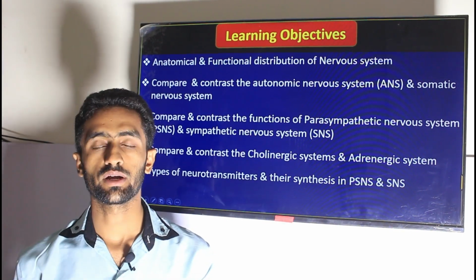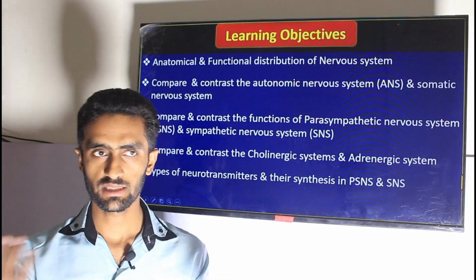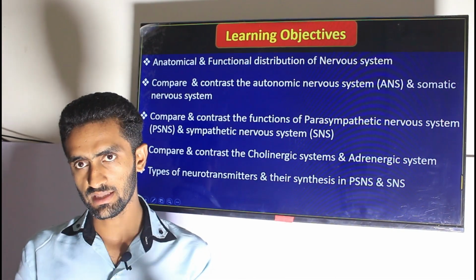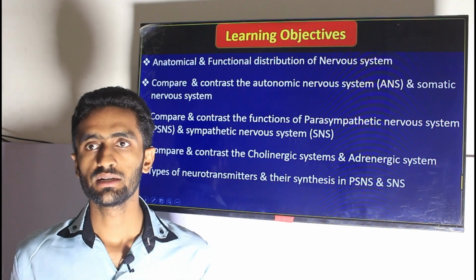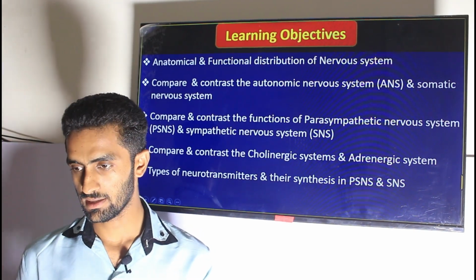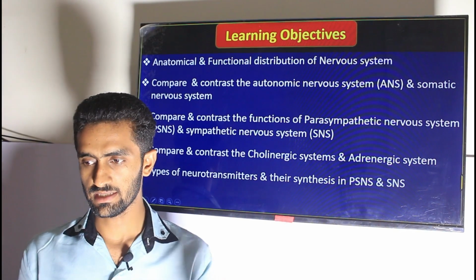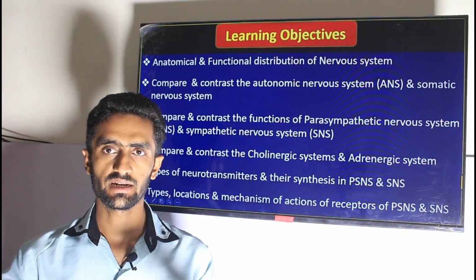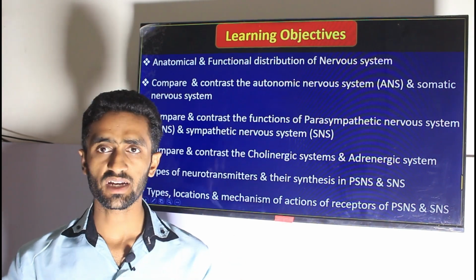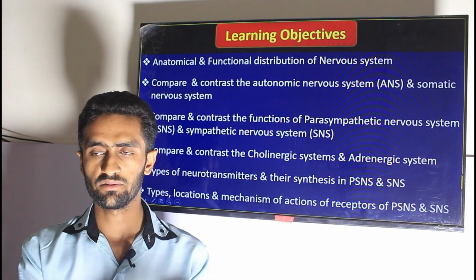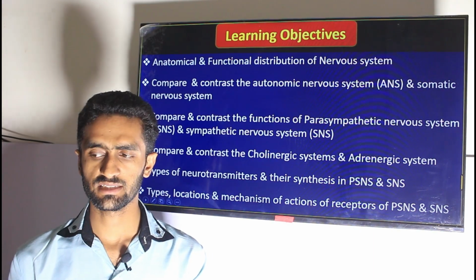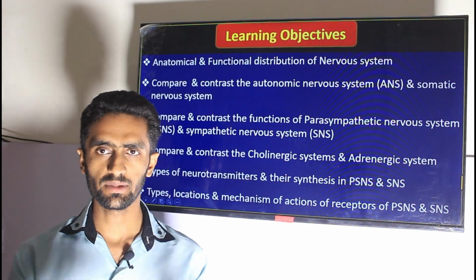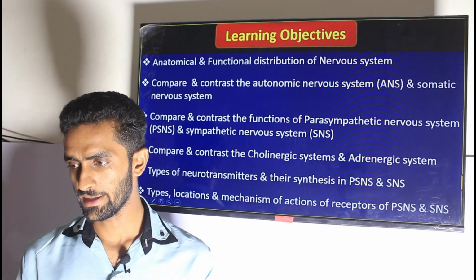We also look at the neurotransmitters and their synthesis, which are acetylcholine and norepinephrine, because they are mostly used in the autonomic system. We will discuss their synthesis as well as the pharmacology associated with them, and the types, location, and mechanism of action of the receptors for the parasympathetic as well as the sympathetic. You may have heard of the muscarinic, nicotinic, alpha, and beta receptors. We are talking about that.